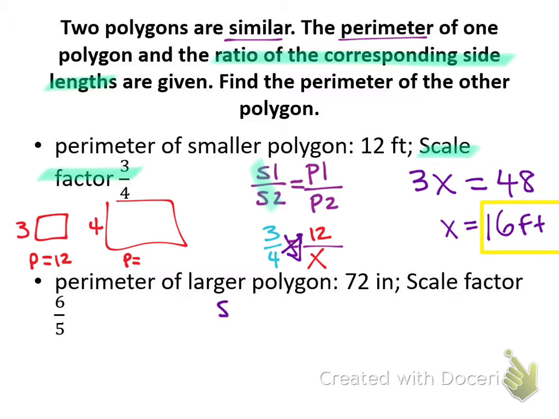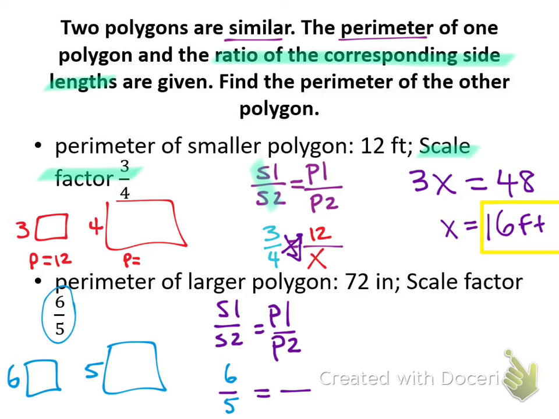Side 1 over side 2 equals perimeter of the first over perimeter of the second. What's the ratio of the side lengths this time? 6 over 5. So again, I'm just going to sketch 6 and 5 as the ratio of the side lengths. So which one of them has a perimeter of 72 inches? The larger one. See how it says the larger polygon? 6. Well, I was talking about the shape.